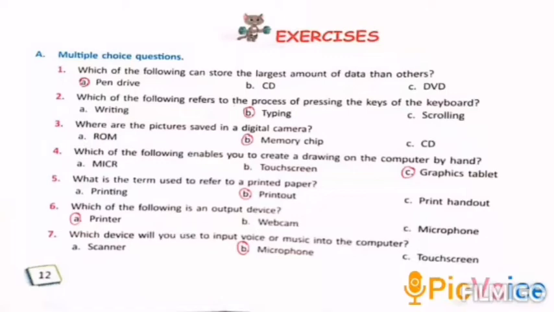Sixth one, which of the following is an output device? Option A, printer. Option B, webcam. Option C, microphone. Which one is correct? Option A, printer.